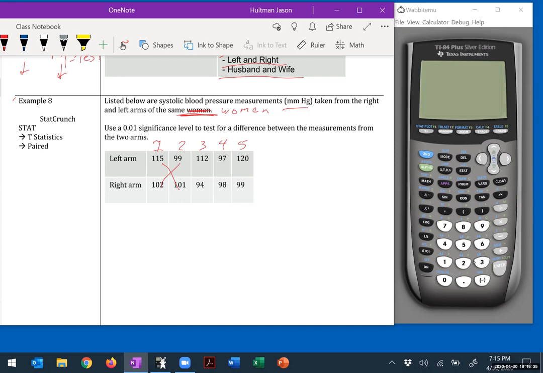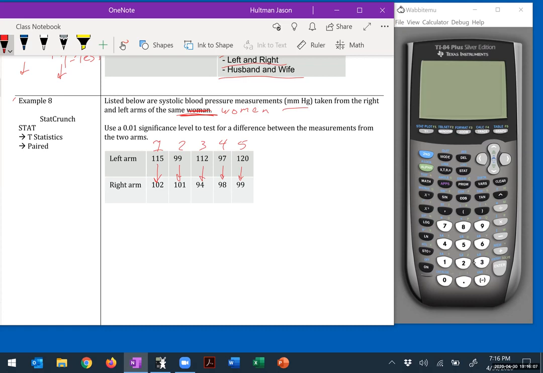So what do we want to do? We want to compare one woman's right arm to one woman's left arm, the same woman. Or if these were times in which the same woman was tested, then we want to test time 1 and time 2, time 3, time 4, time 5. We want to compare what is the same here. So what are we going to actually compare? Well, we're going to compare the difference between the two.